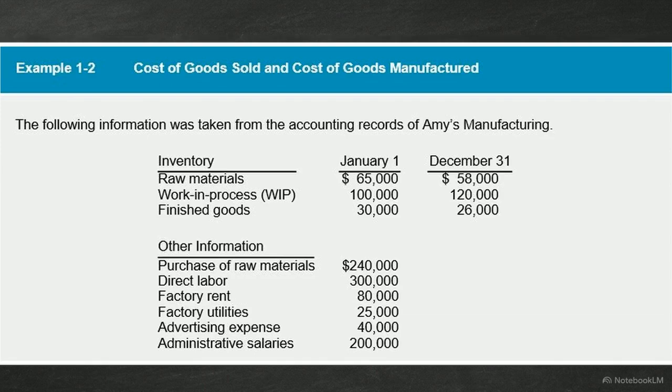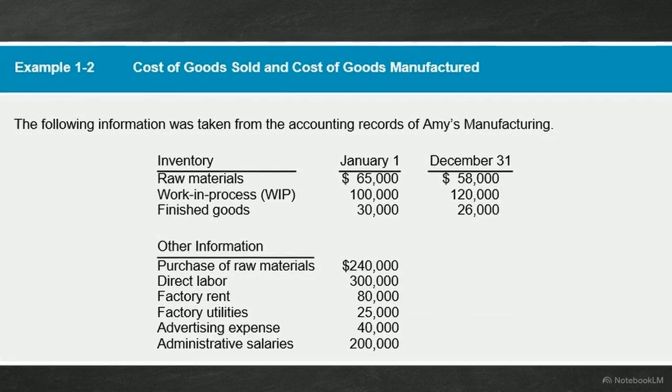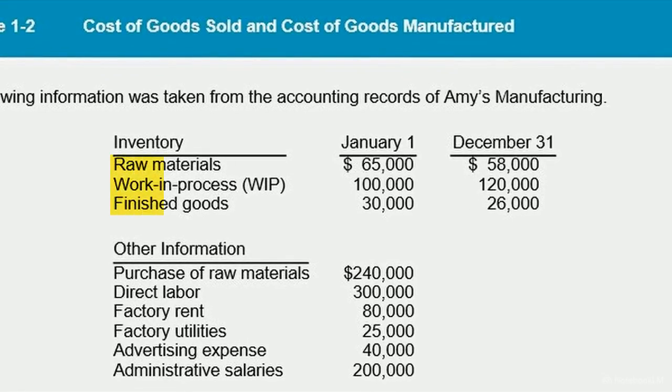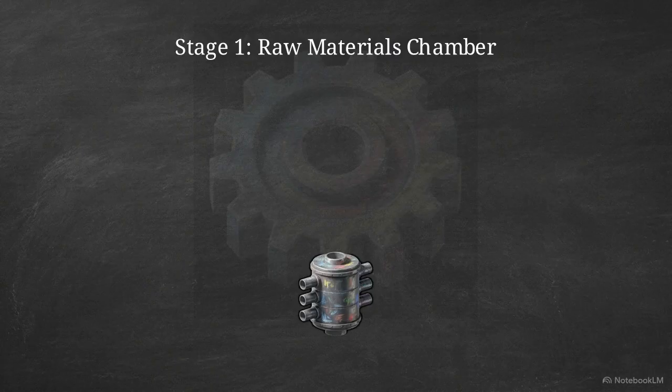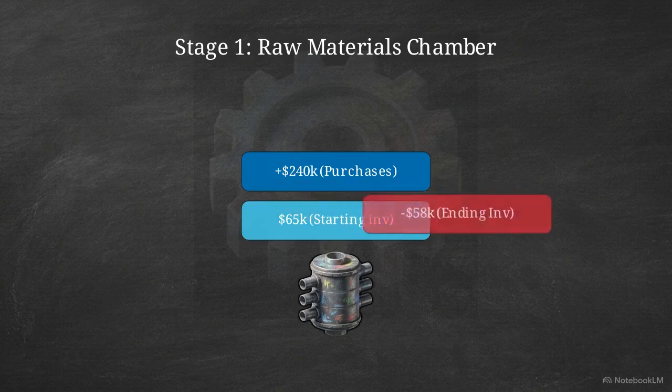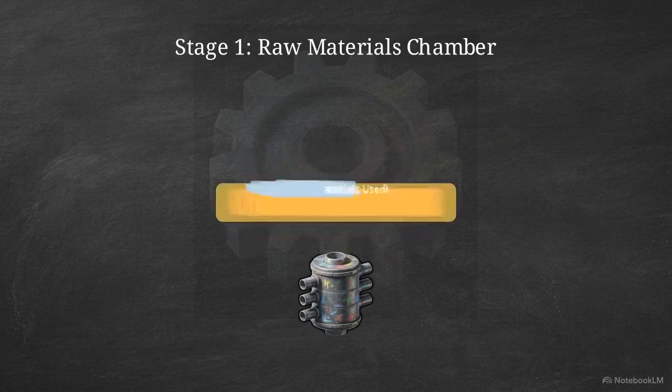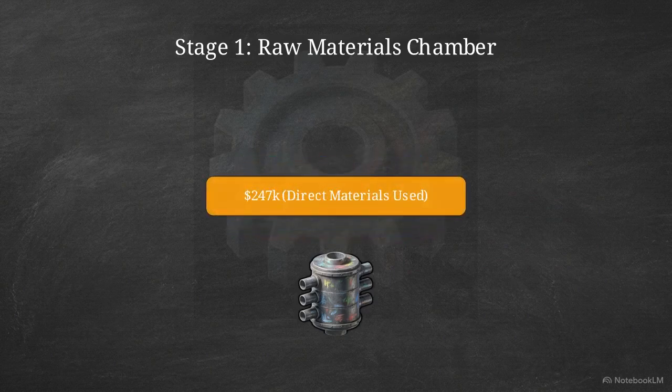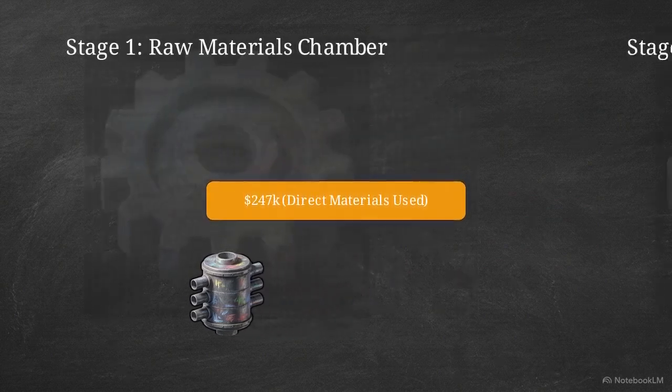To calculate the final cost of goods sold, we first need a subschedule to track 3 distinct stages of inventory: raw materials, work in process, and finished goods. We start step 1 by calculating the raw materials actually consumed. The factory begins with $65,000 in materials, adds $240,000 in new purchases, and then subtracts the $58,000 left over at year-end. That leaves $247,000 of raw materials pushed into active production.